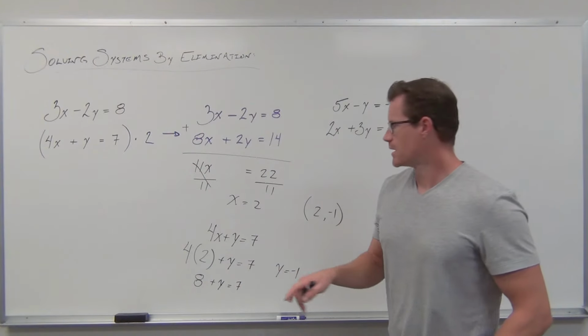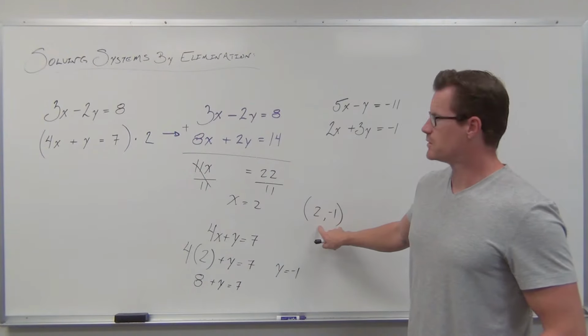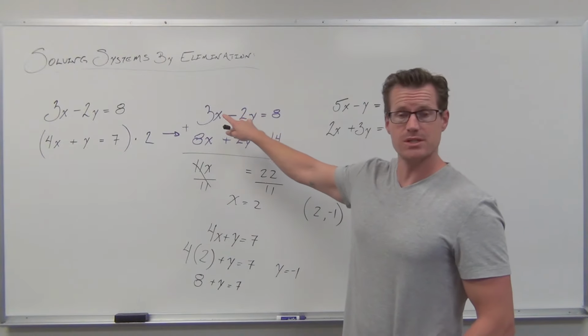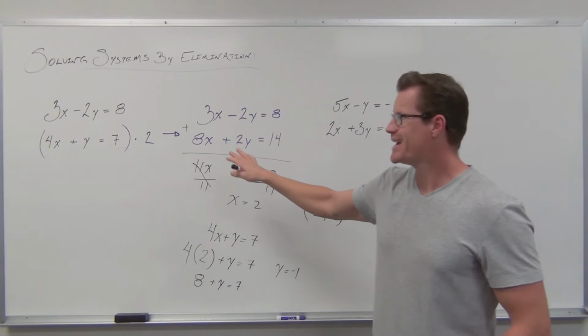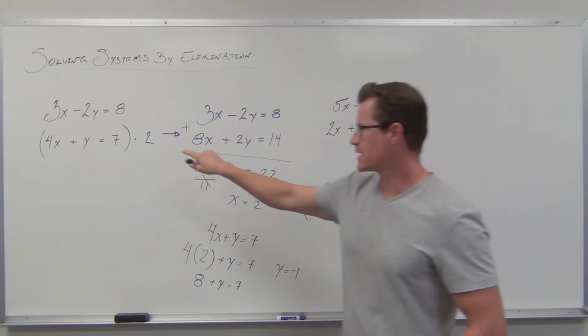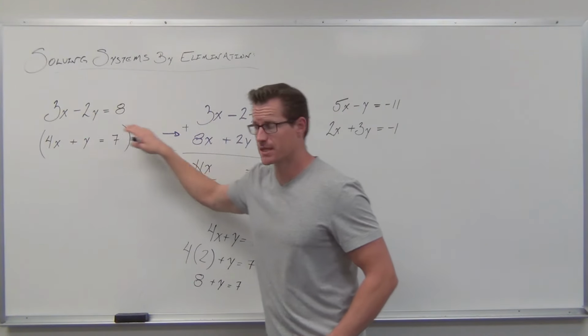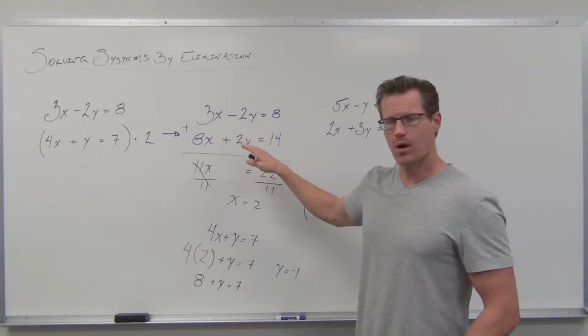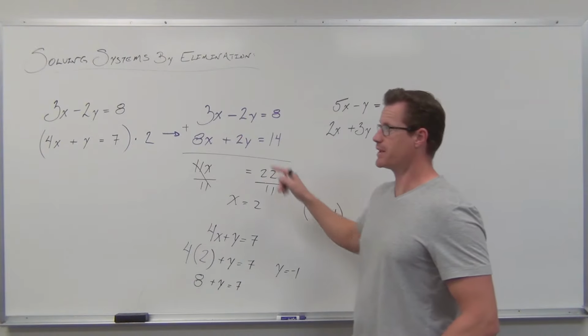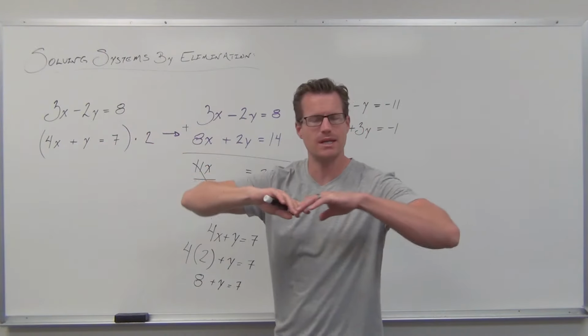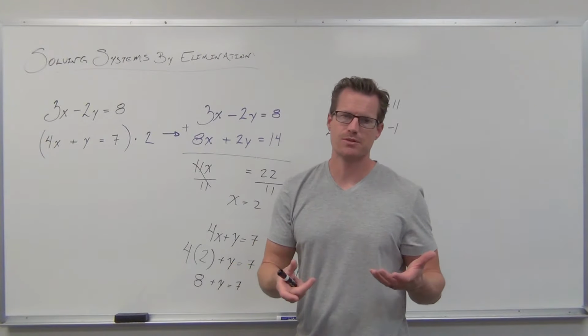So don't miss this. When you're checking this point, don't check it here and here. And the reason why you don't check it here and here is if you happen to make a mistake from this first step to here, it will not show up. So we want to always check the point of intersection on the original system before we've done any work at all, because that's where it really matters.